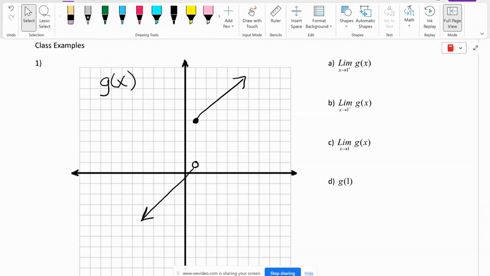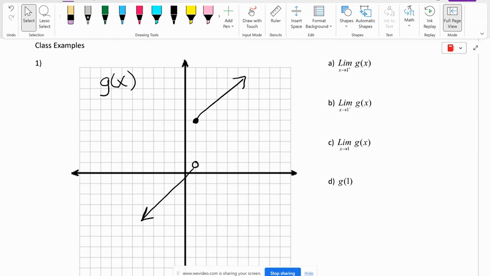When it's approaching one. So I did one from the negative, positive, one from the negative, and then just approaching one in general. Don't get D. So D is just saying, what is G of 1? Just like what we were doing last unit. So this is the graph. What's G?